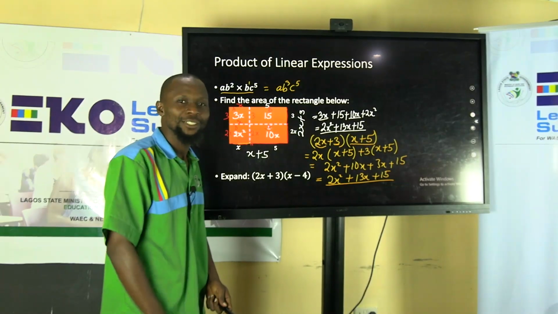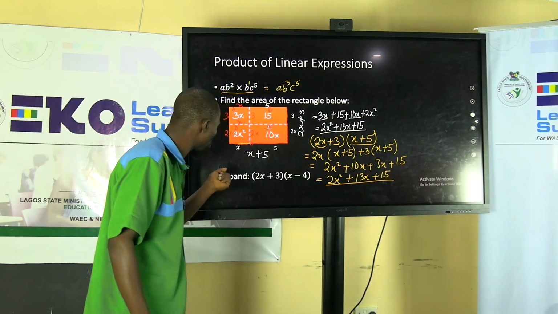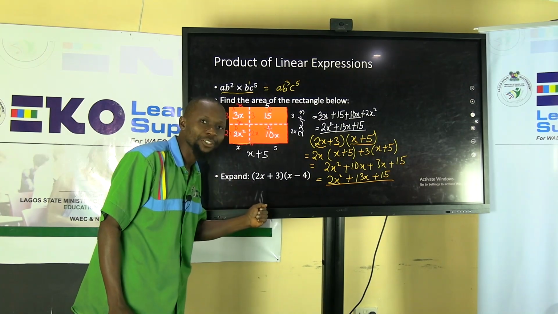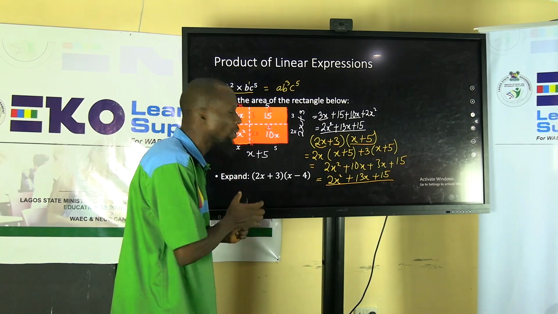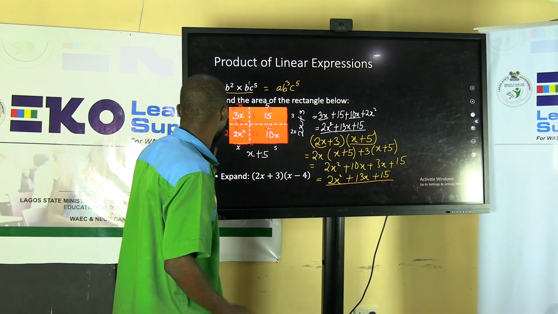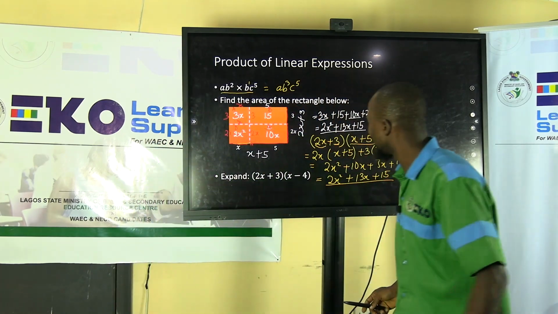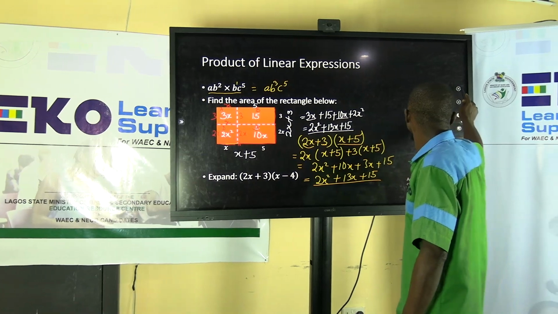Hope you get that. So using that knowledge, you should be able to expand 2x plus 3 multiplied by x minus 5. Can you try that?